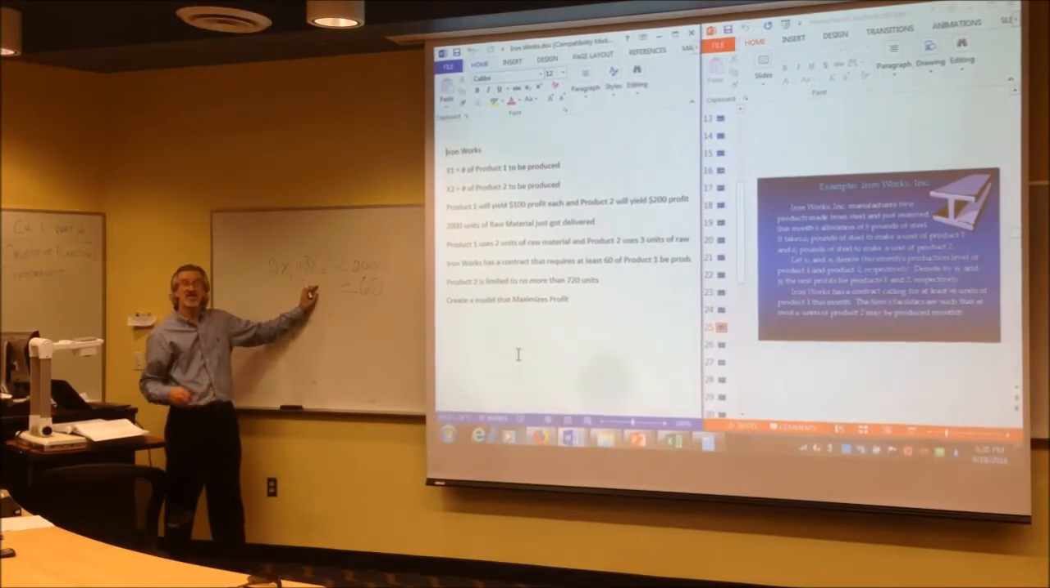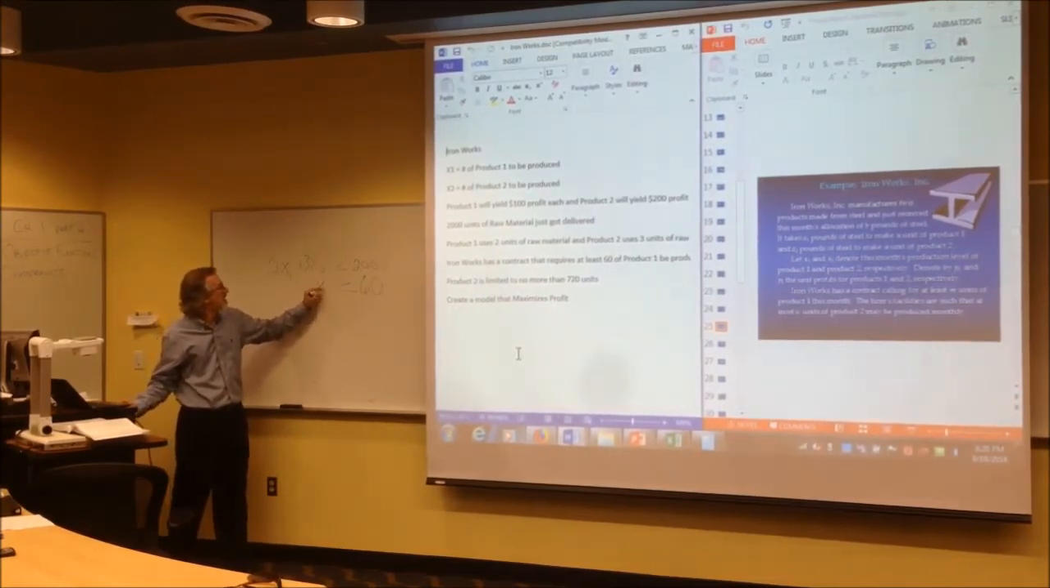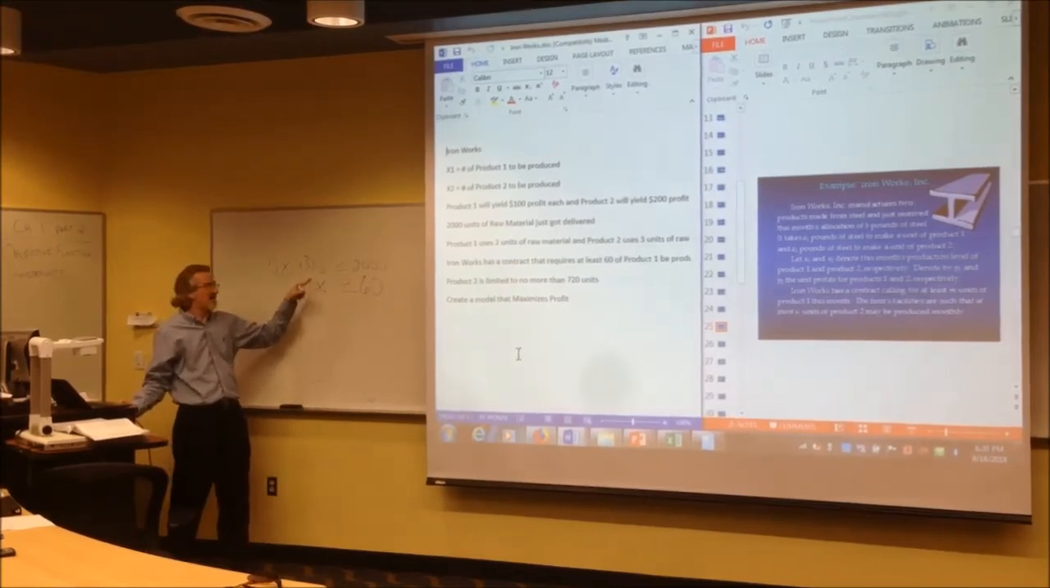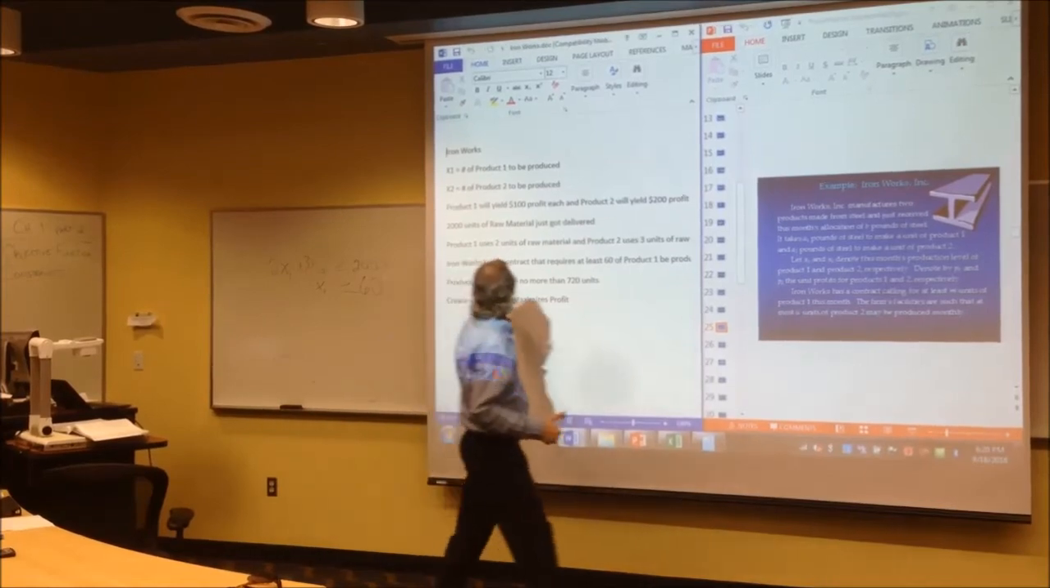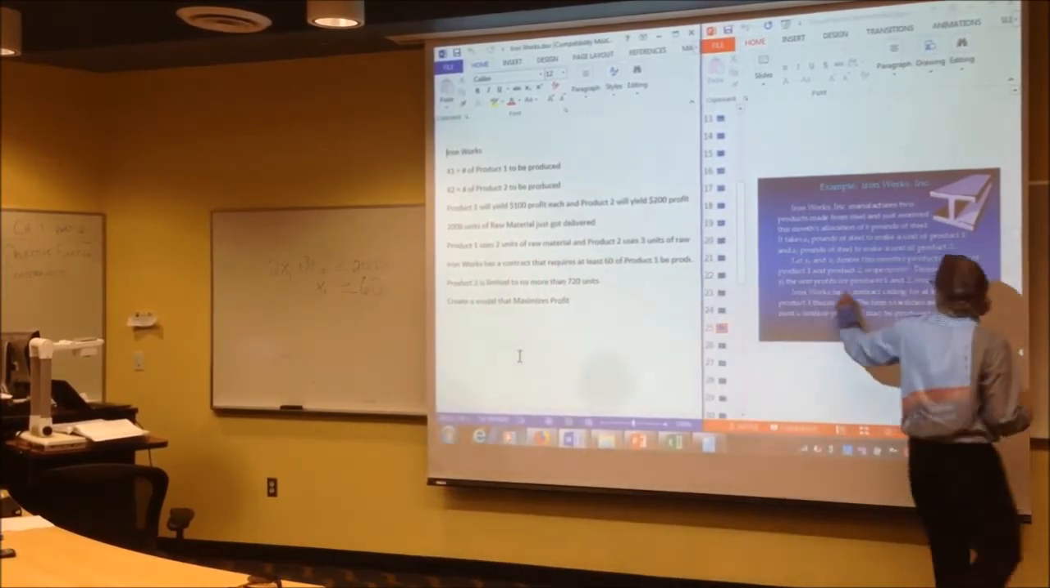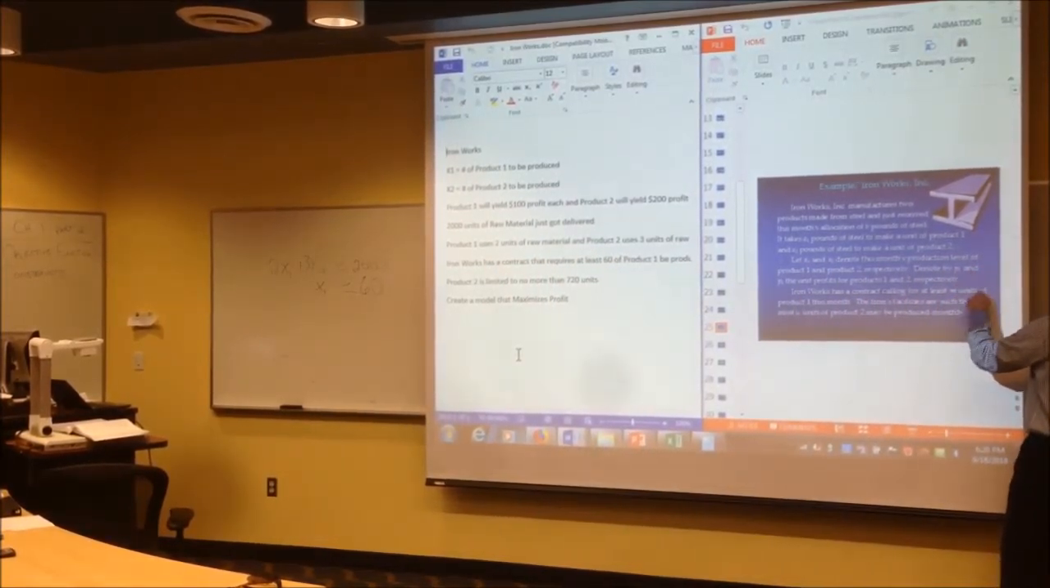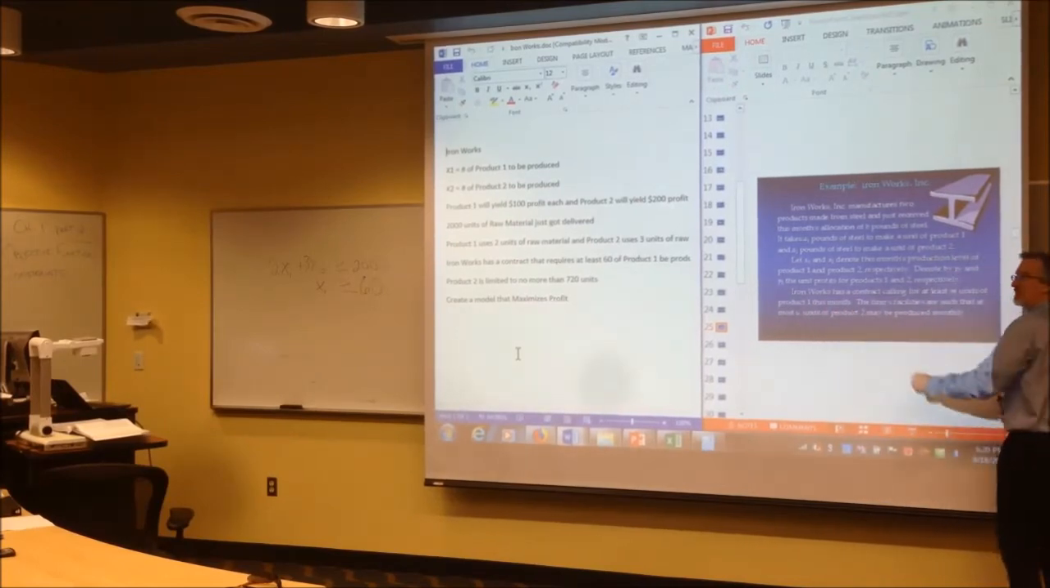And on the left here is how many units we're making of product 1, which is represented by X1. X1 has to be greater than or equal to 60. That's what that sentence says right here. I'll read it again. Ironworks has a contract calling for at least 60 units of product 1 this month.